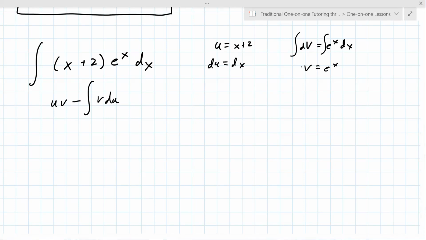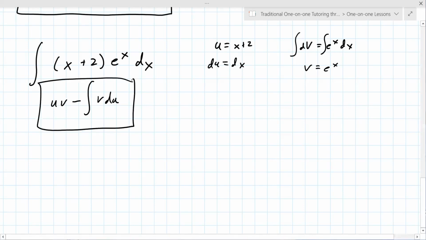So I must memorize this: uv minus the integral of v du. Yes. Now I have the uv. I have the u, which is e to the x, and the v, which is dx. Nope, your u is x plus 2. Your v is e to the x. Then the integral of e to the x dx. Yep.